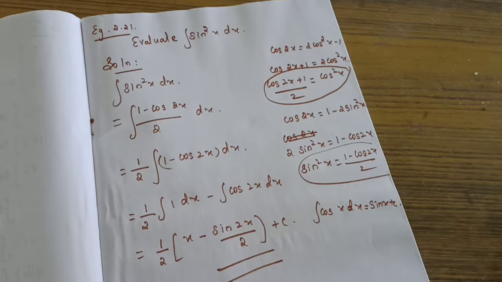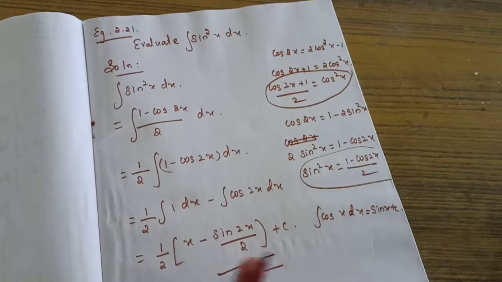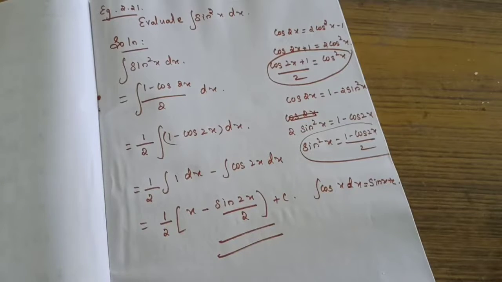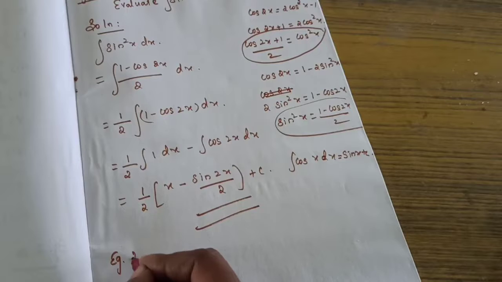Okay. Now sin square x I got it. So for sin square x I applied the formula 1 minus cos 2x by 2 dx. Okay. That's equal to 1 by 2 into 1 minus cos 2x dx. Now I split it into 2 integrals. So here if it is cos x, directly you will write sin x. That's all. But here the coefficient of x is 2. So because of that you need to divide by the coefficient also. Understand? Okay. Got it? Let's move to next example.